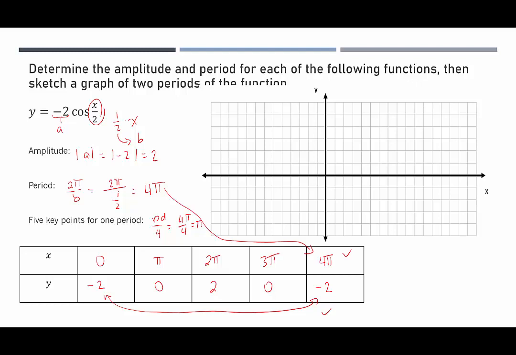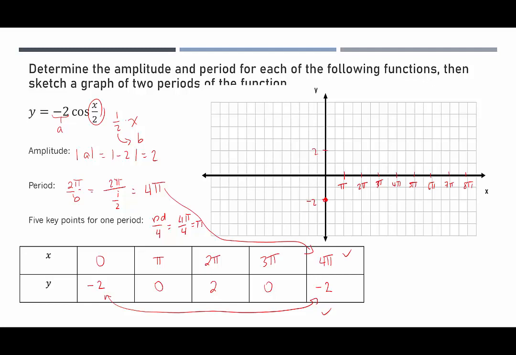We're going to do 2 complete periods. This time I'll do 2 in quadrants 1 and 4. We're going to label this as pi. Remember, I'm skipping every other one. So this is 2 pi, 3 pi, 4 pi, 5 pi, 6 pi, 7 pi, and 8 pi. Starting down here at -2.